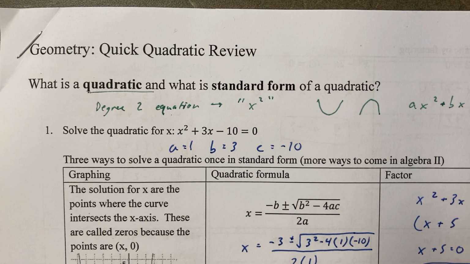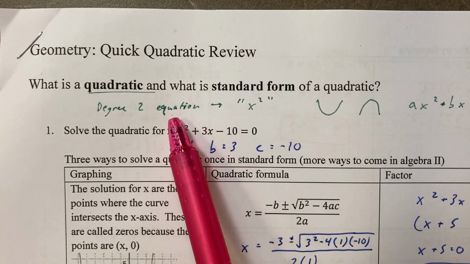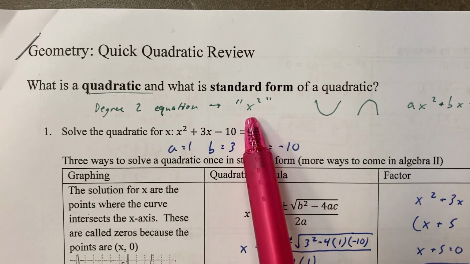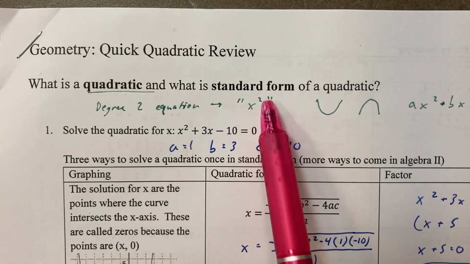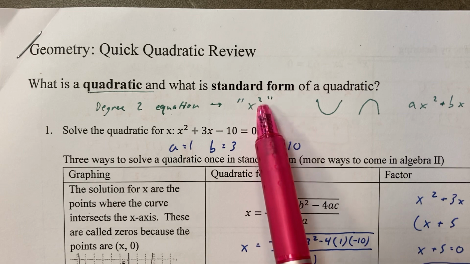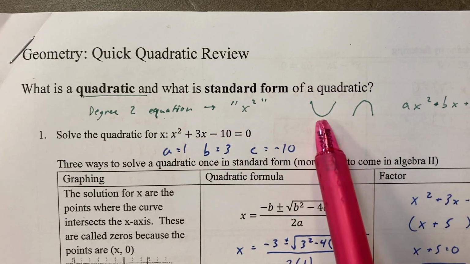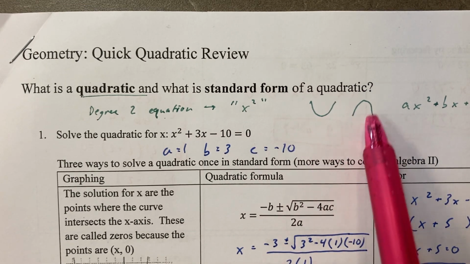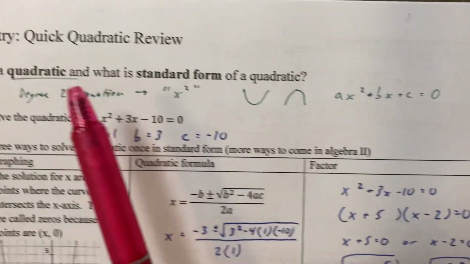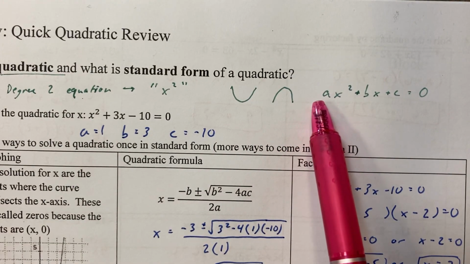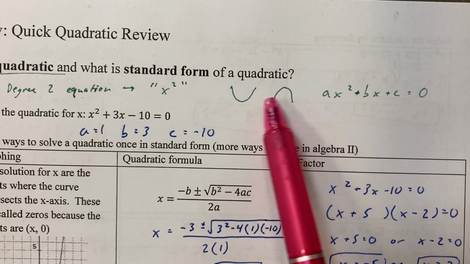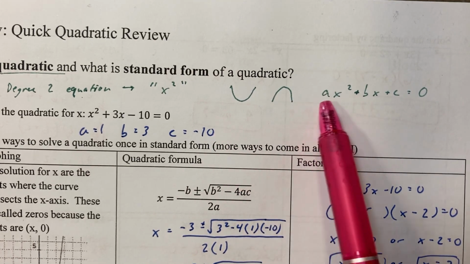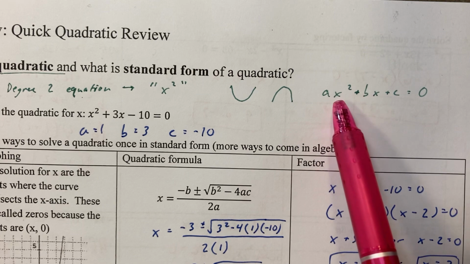All right, what is a quadratic? It's a degree 2 equation or function. It will have an x squared in it. It won't have an x cubed, it won't have an x to the fourth. The largest degree will be x squared. It will look like a smile or a frown, depending on what this a is. If a is positive, you're smiling. If a is negative, you're frowning. It's a parabola. It should bring back good memories of algebra for you.